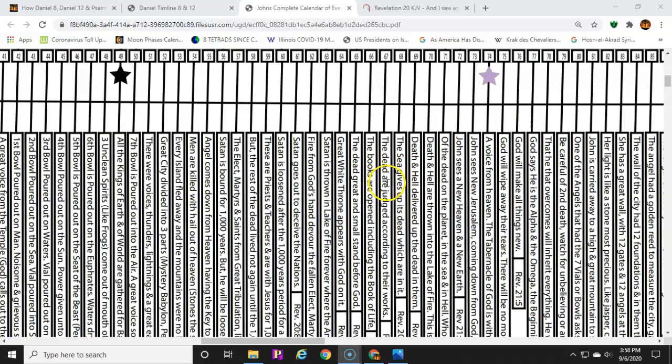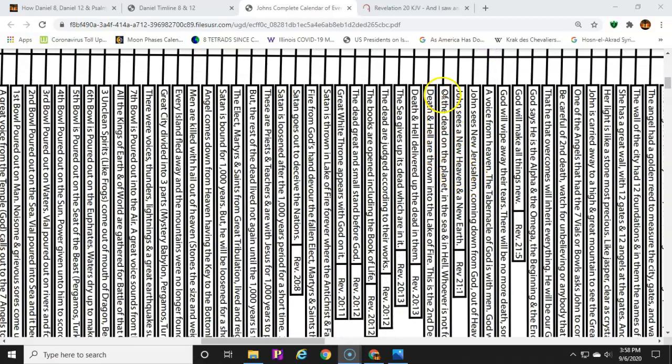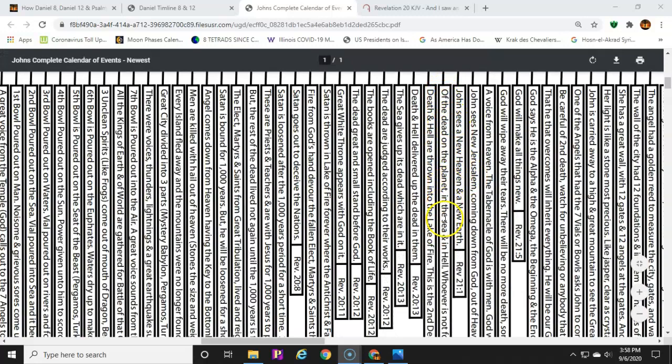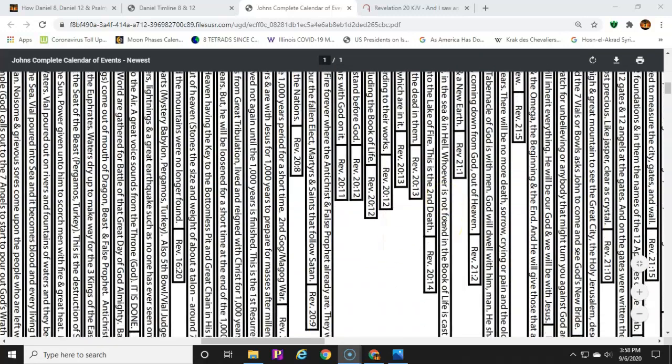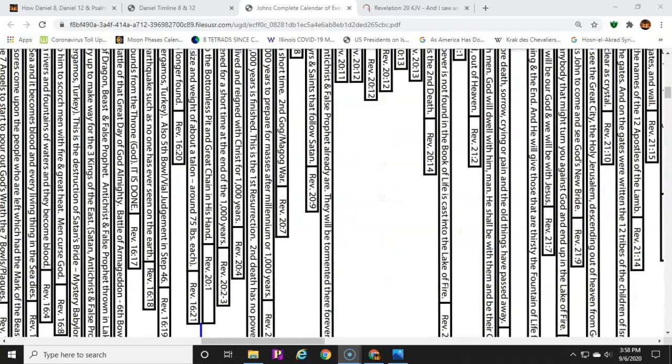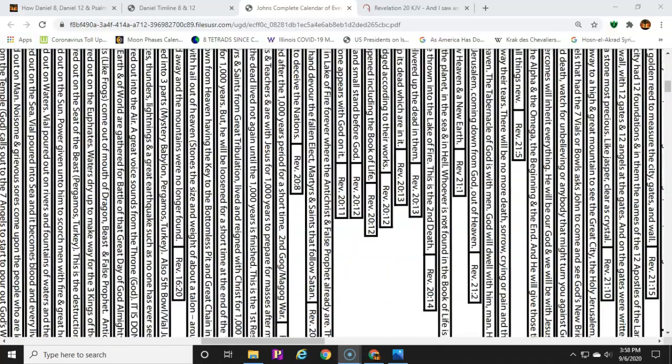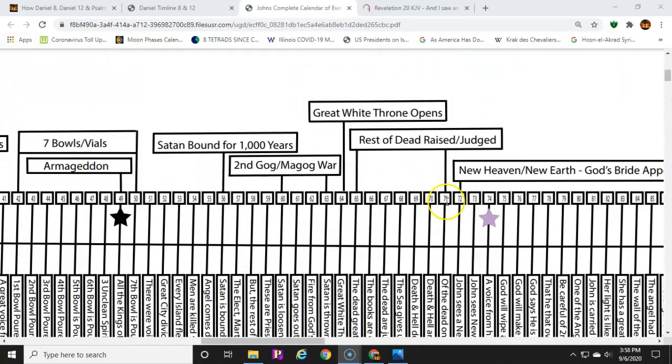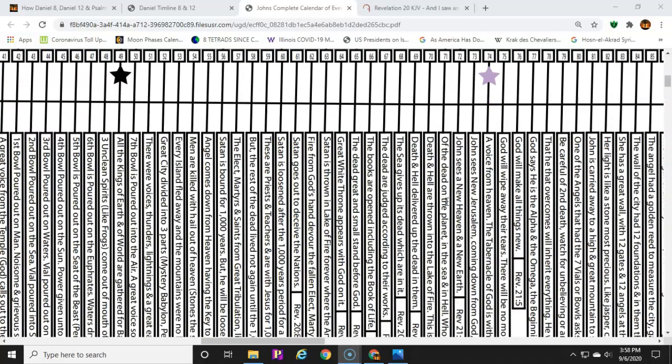So the dead are being judged for their works here in the books of life. And once they're judged, everyone from the planet, the sea, and in hell, whoever is not found in the book of life, is cast into the lake of fire. Okay? So this is when the second rapture occurs. This is when the masses will join.